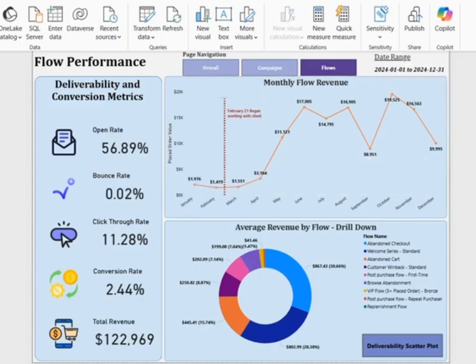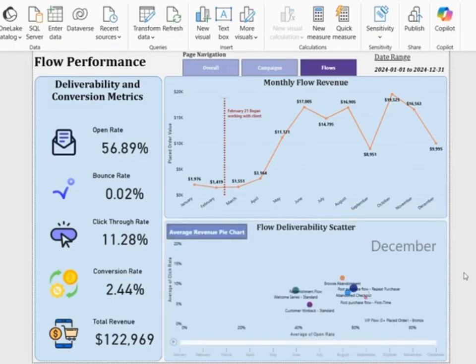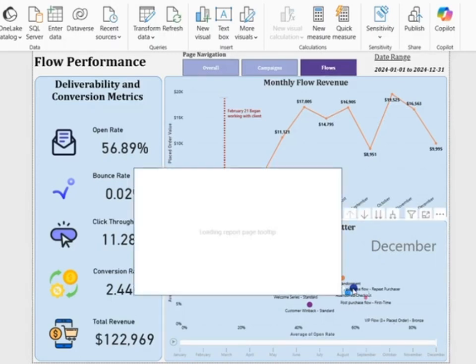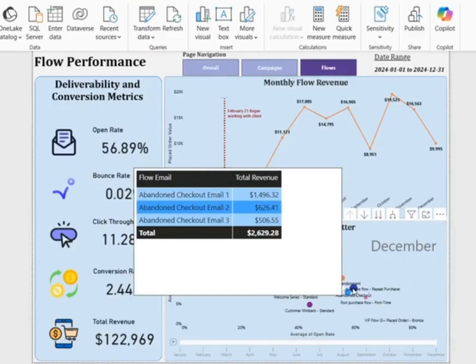And then here, when it comes to flows, it's important to see which ones are bringing in the most revenue. And also, we have a view here of deliverability. So most of the flows that we implemented for this brand are getting good deliverability metrics. So we have all of the core flows here, and we also have the ability to hover over these to see which message within that flow is bringing in the most revenue.